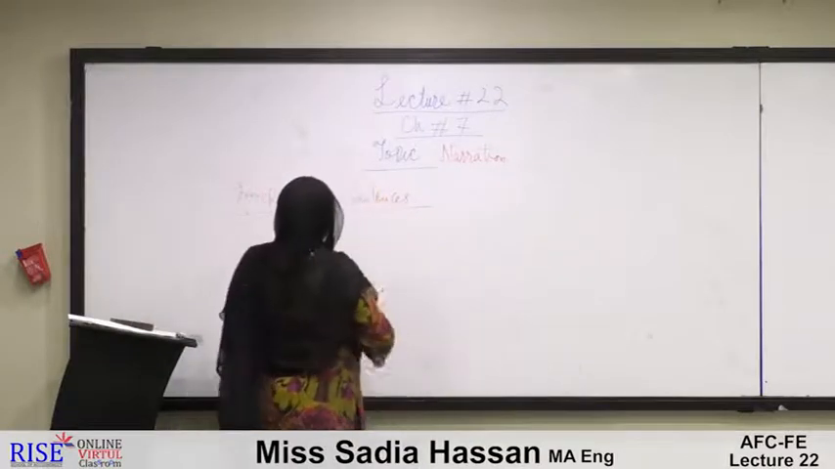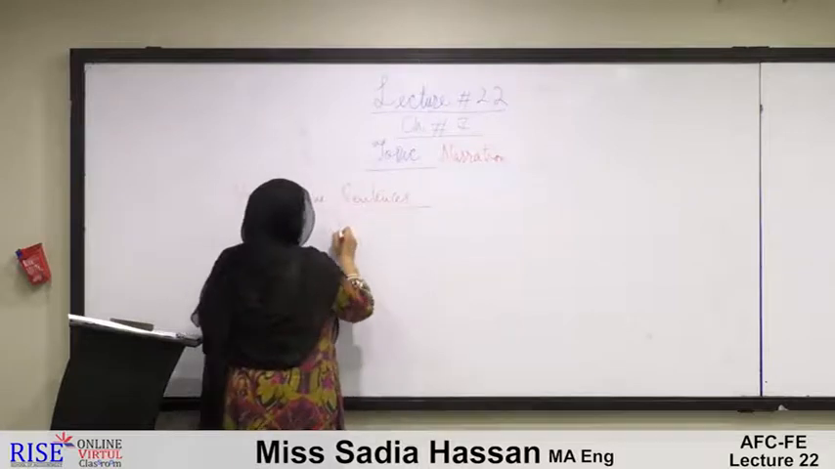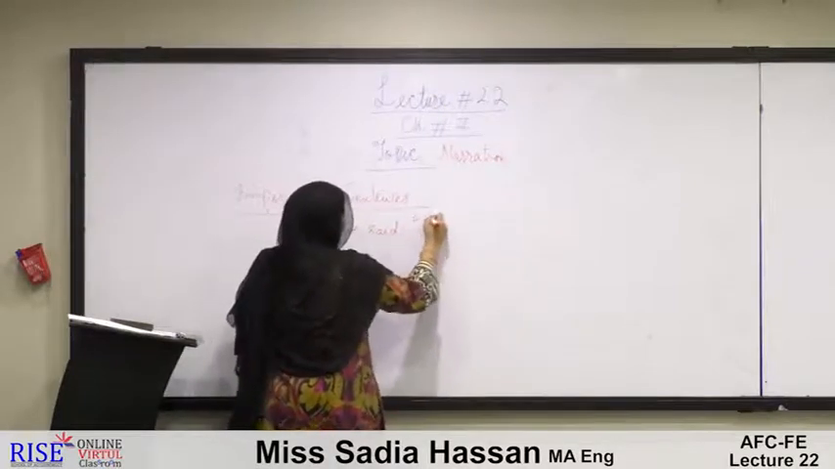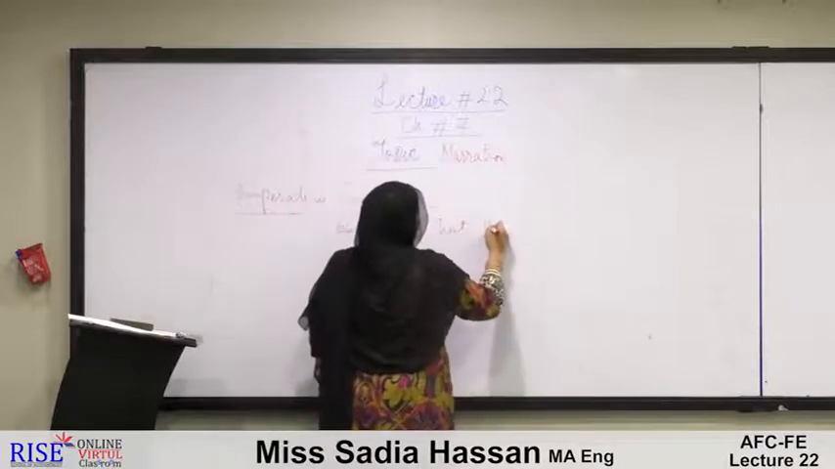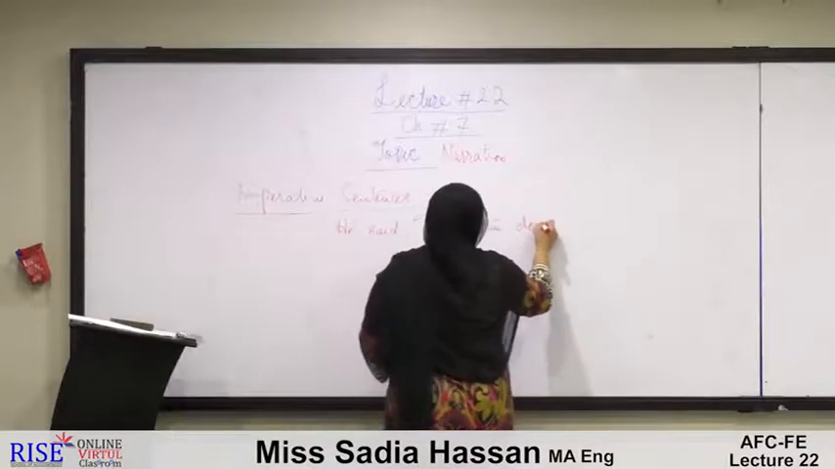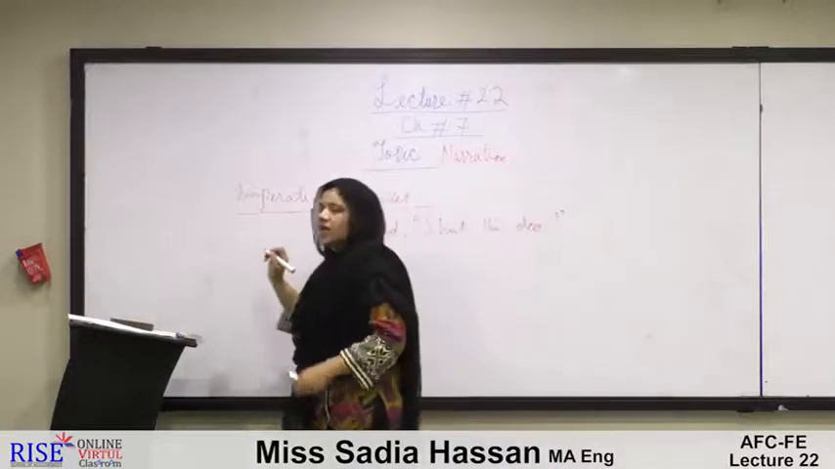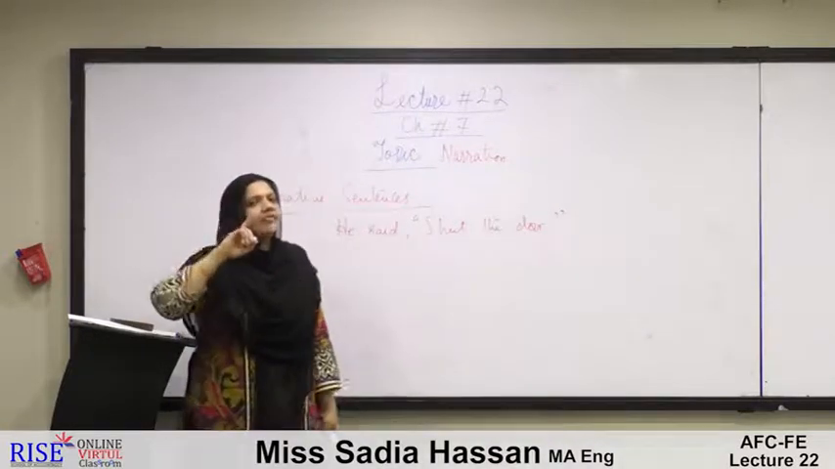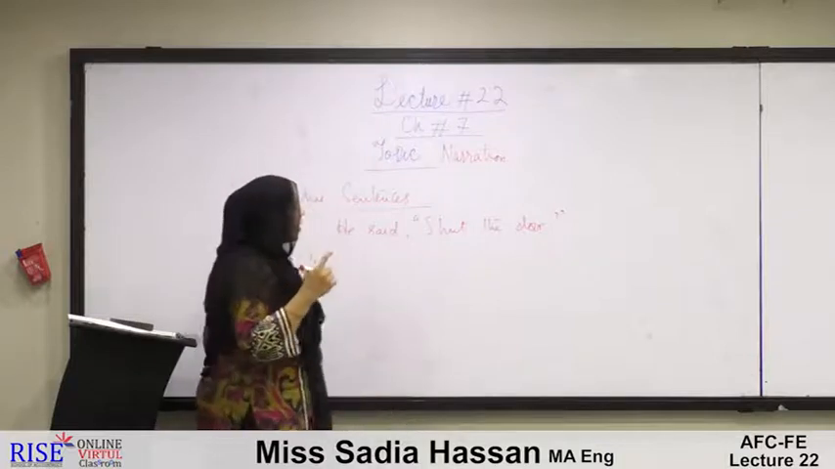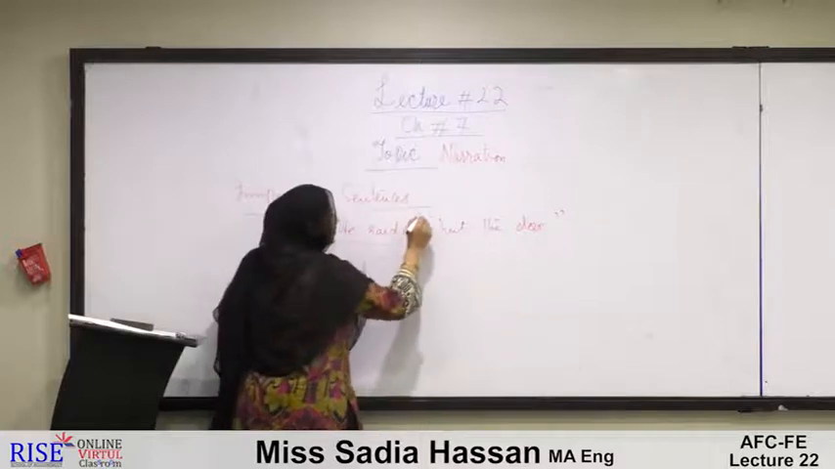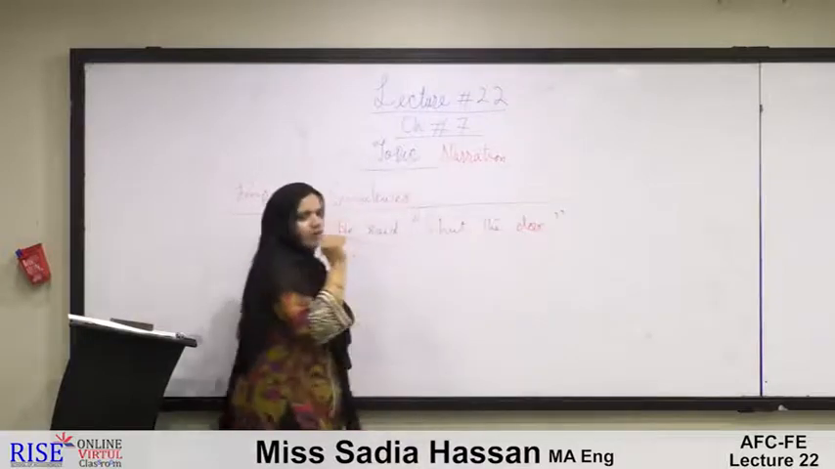Fine. Imperative sentence, for example, he said, shut the door. This is an example of an imperative sentence. Whenever our imperative direct sentence is there, we are going to change that into indirect sentence. We will be bringing change in both parts of the sentence.